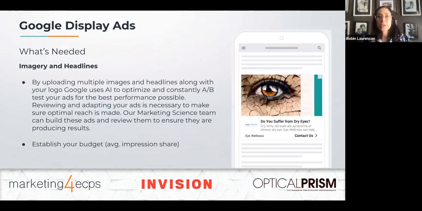So here, for example, is more or less what an ad would look like. Here we're looking at an example for a dry eye campaign. The specific client wanted to really tell their community, their market, that now they're offering these dry eye therapy services. So we're running a dry eye campaign.